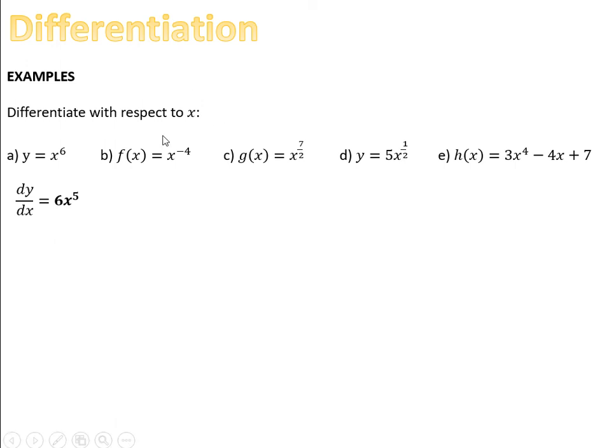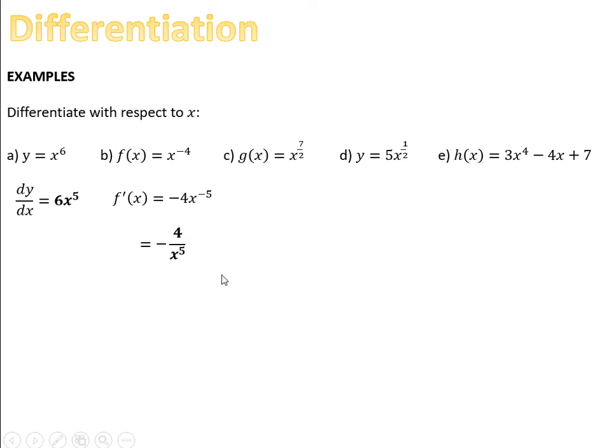So for the second one, same idea. We're going to multiply by the power and then drop it by 1. Just remember that 1 less than -4 is -5. So it's -4x to the power of -5. And generally when we're dealing with these, we want them with a positive power, in which case we change this like we did with indices. X to the power of -5 is 1 over x to the power of 5. So this becomes -4 over x to the power of 5.